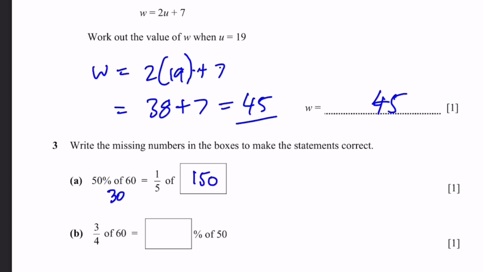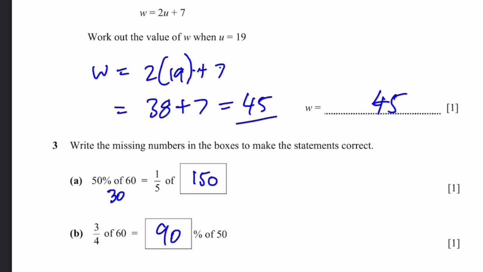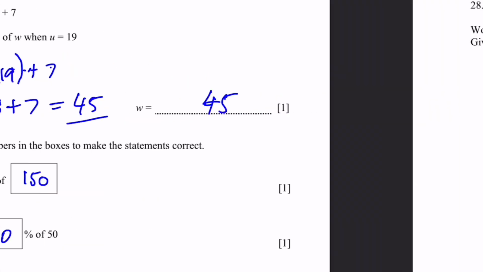B. 3 by 4 of 60 is equal to dash percent of 50. 3 by 4 of 60 is equal to 45. And that means dash percent of 50. 45 is equal to 9 by 10 multiplied by 50. And 9 by 10 can be written as 90%. That's the answer.